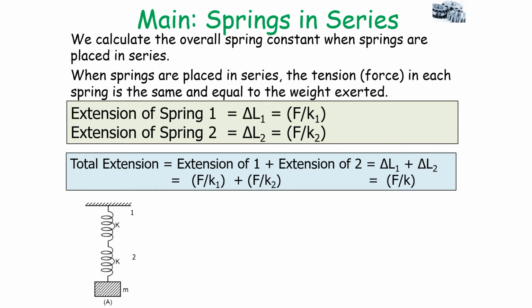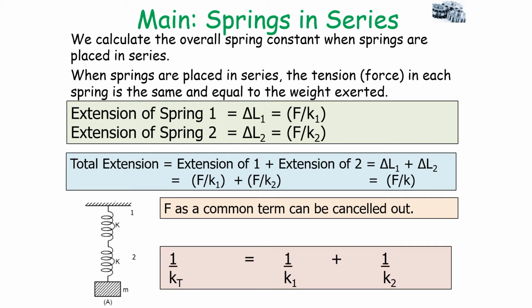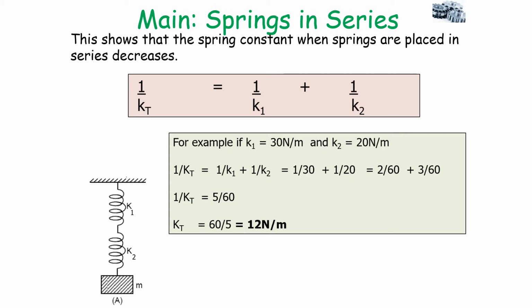So we can say that F over K1 plus F over K2 is equal to F over K. Now F is a common term, so it can cancel through. So we can say 1 over K total equals 1 over K1 plus 1 over K2, which is the same mathematics as working out electrical resistance in parallel. So therefore we can work out what the spring constant would be in a series with the following equation.